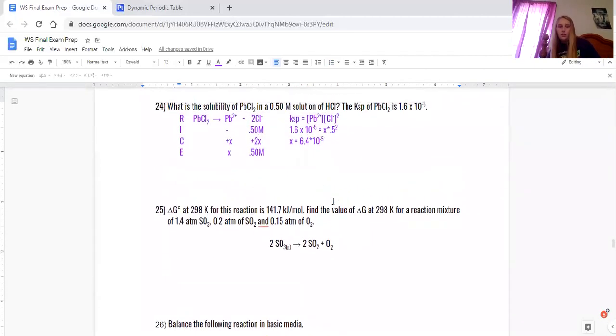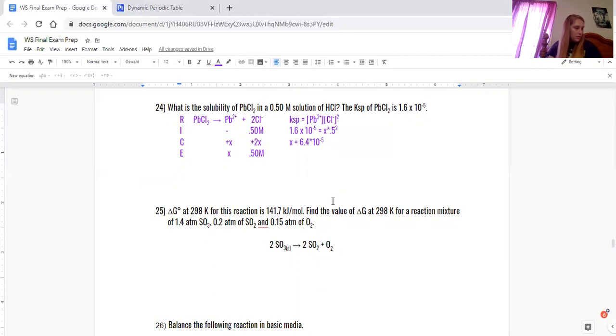Delta G at 298 Kelvin for this reaction. Is that? Let's see. What do we have left? Okay. We are actually out of time, so I'll go ahead and put the answers for the rest of them. You can do them for practice if you'd like, but that is all that we were able to get to.